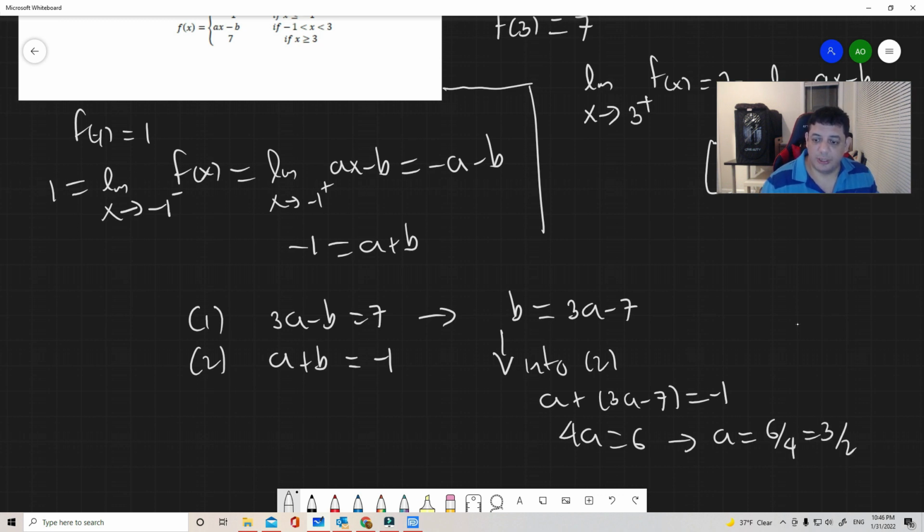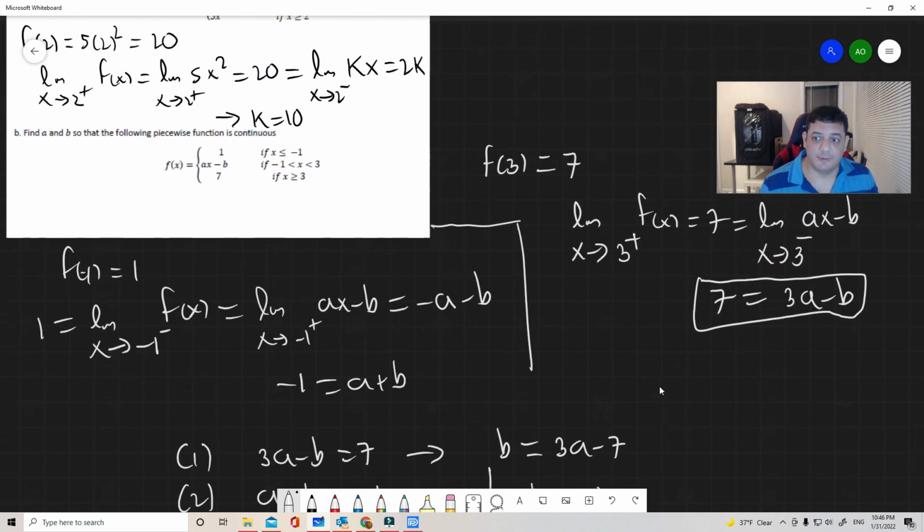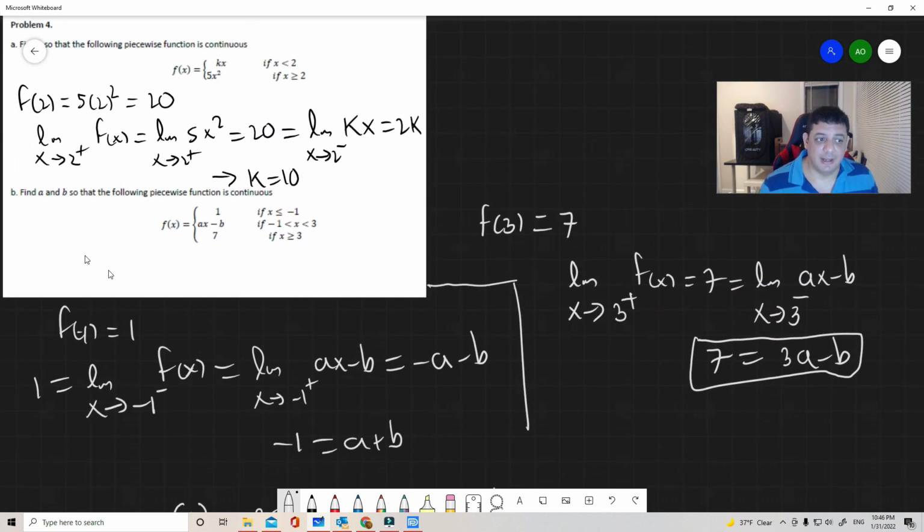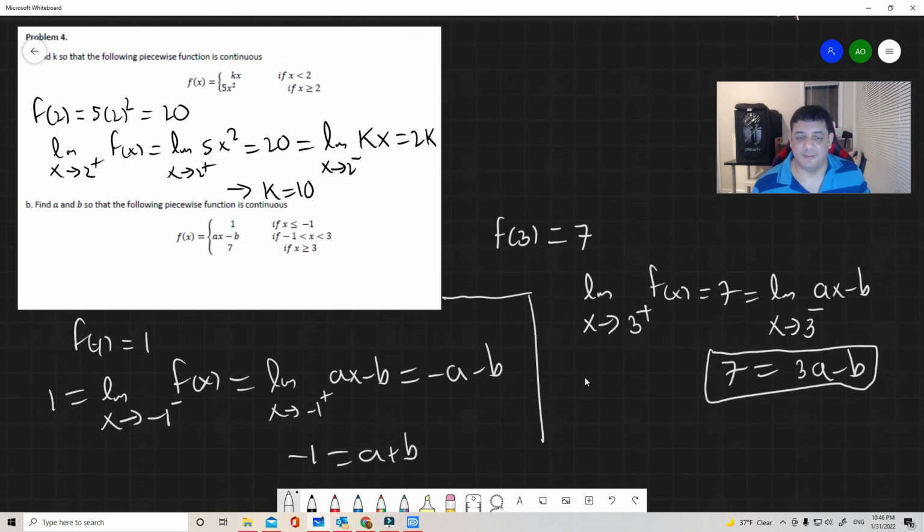And because we do have the value of a, now we can find the value of b, and b is going to be 3 times 3/2 minus 7, so this is going to be 9/2 minus 7, and I multiply this by 2 up and down, so it's going to be 14/2, and it's going to be -5 over 2. So with these two values of a and b that I just found by the system of equations, that's going to make this function continuous now. Okay, and so this is all the type of exercise that we can do when we're dealing with continuity.